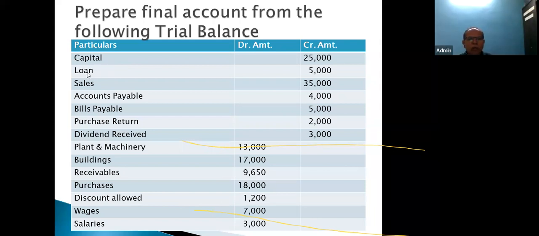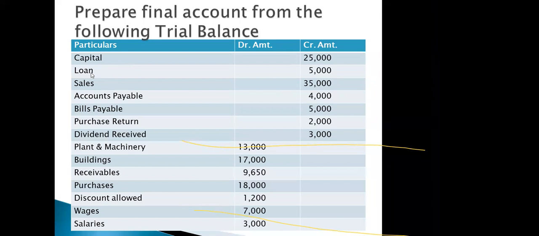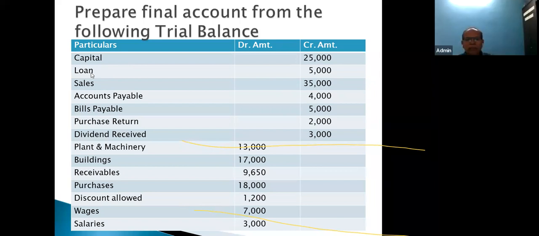Then second item, loan 5,000. The word itself indicates loan. Is it an asset or liability? It is liability. So in the balance sheet, liability side, write loan directly in the amount column, 5,000. Now this loan amount you can write in the amount column directly, 5,000. So we are done with 2 items, capital and loan.